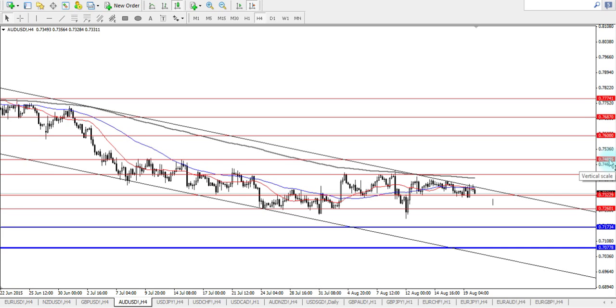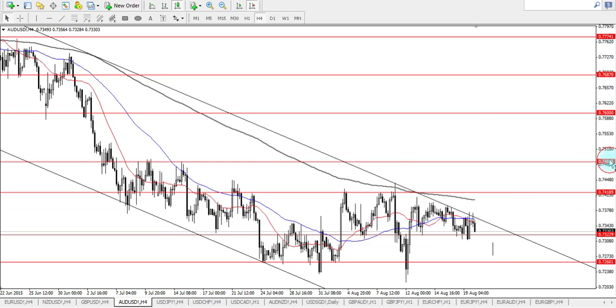Do take note of the key level at 0.71. That is the price that economists have forecast that it will fall to by the end of this year.